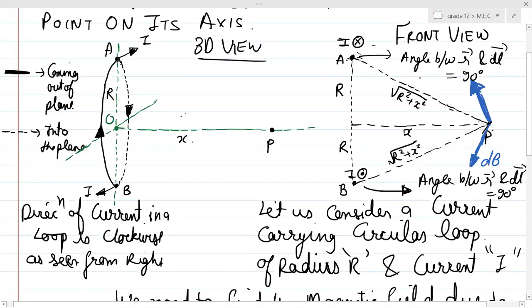So this is basically your dB vector on both the sides. Now see guys over here, if I say, let's say this angle is alpha, so this is also alpha.